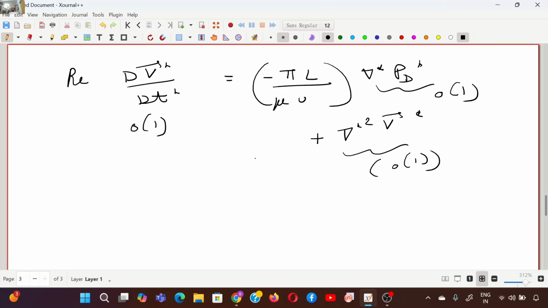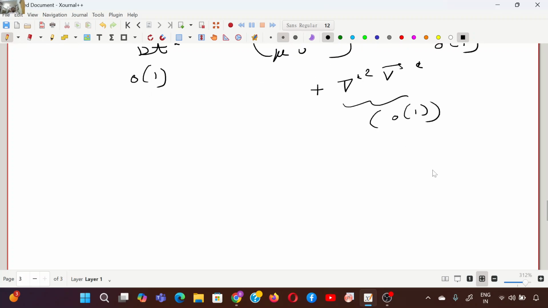Why? Because your variables are non-dimensional. So v star can go from 0 to u, or 0 to u by u, because I'm non-dimensionalizing with respect to capital U. So it's order 1. Here also, you're scaling the parameters so that it is between 0 and 1. So the order is 1. Okay, so basically this term is order 1, this is order 1, this is order 1.